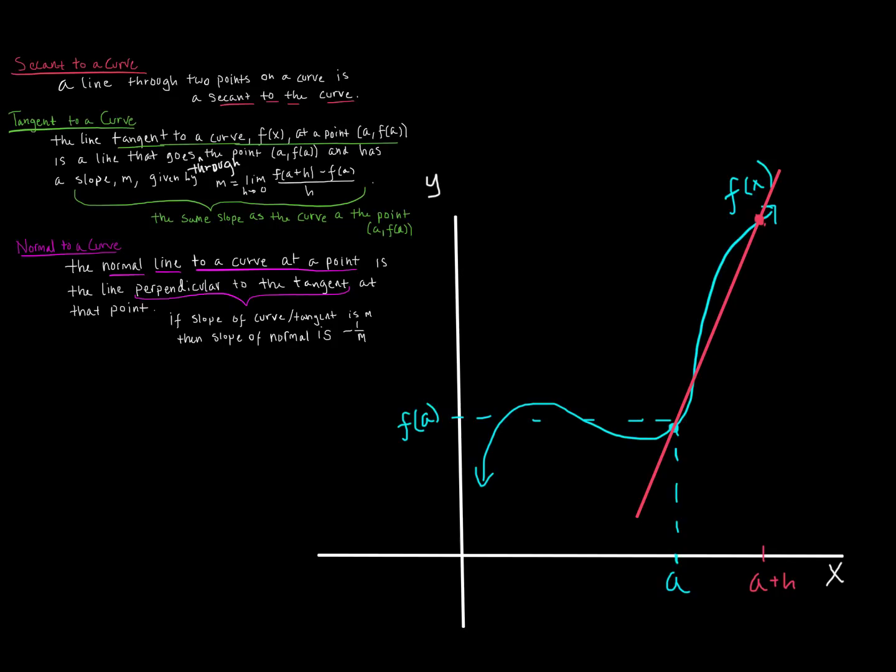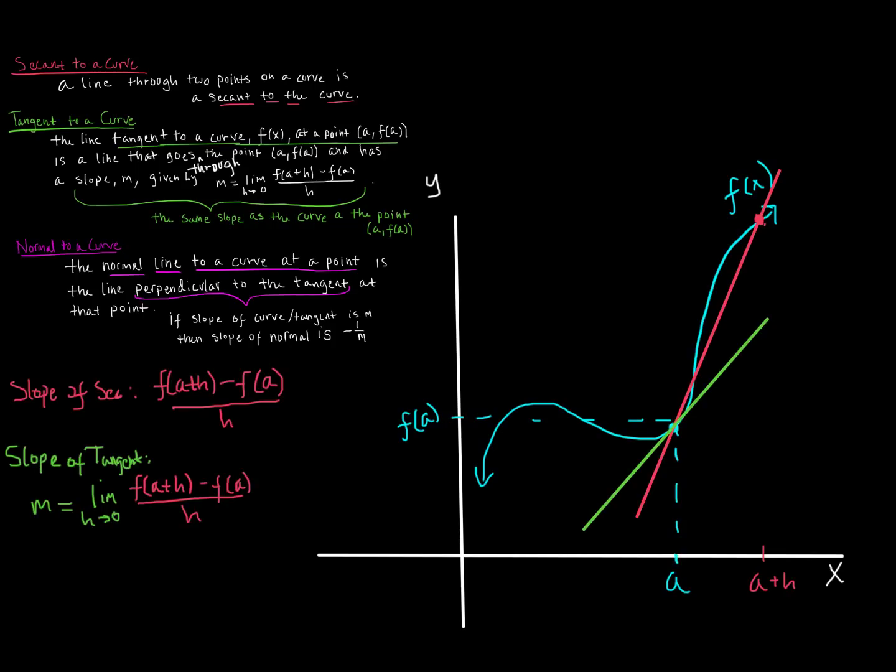Okay, so the tangent line to the curve at A is going to have the slope of the curve right at A, and it's going to go through this point A comma f of A. Okay, so there I've drawn it, and I've also written down the slope of each of the lines.